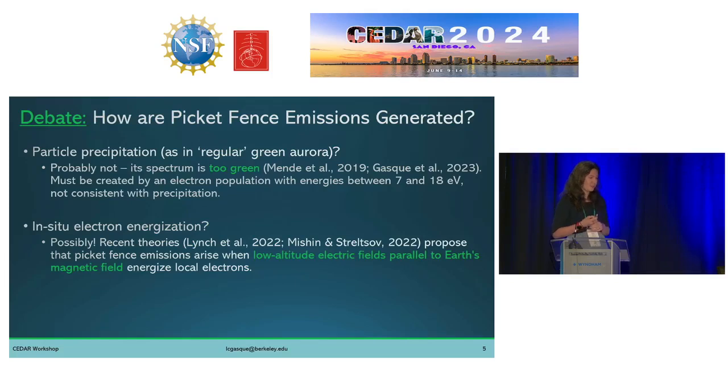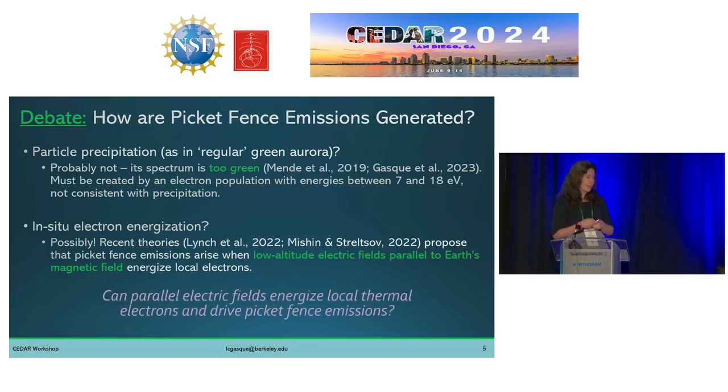The Mishin paper is looking at the ionospheric feedback instability, which is another instability, which when it arises creates low-altitude electric fields parallel to Earth's magnetic field. And the suggestion was that that might energize the local electrons and create the light in situ. So a completely different mechanism than the aurora. But no one had ever actually looked in detail at the spectrum and tried to connect it to that mechanism. So that was what we undertook to do with this study.